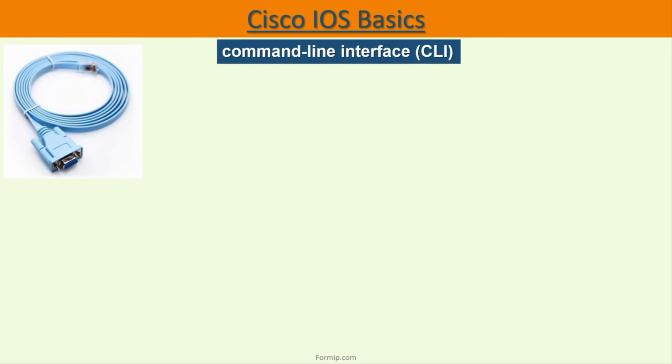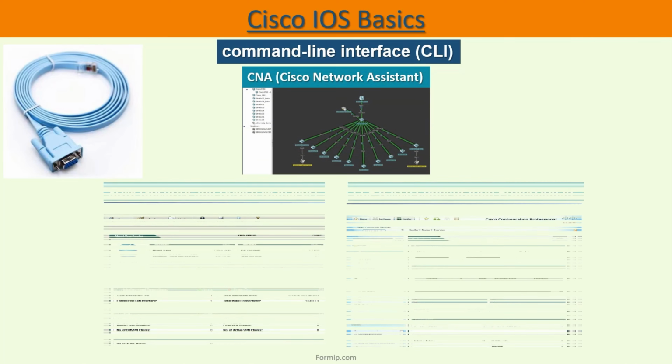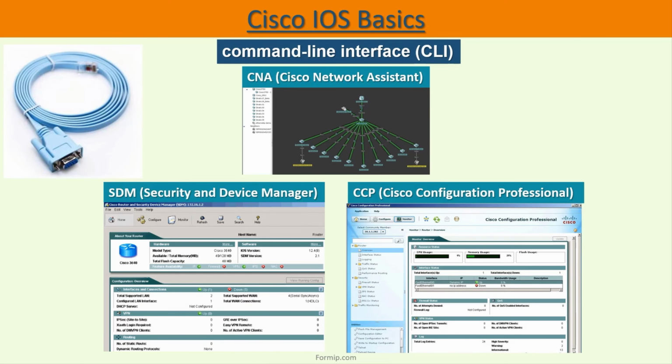Cisco also offers a graphical interface. For this, there is CNA, which is a graphical interface for switches, and SDM or CCP for routers. SDM was the first version of the graphical interface, but now it has been replaced by CCP. Since the Cisco update of the CCNA review in 2013, graphical interfaces have been completely removed from the CCNA program. That's why we'll only see the CLI configuration.